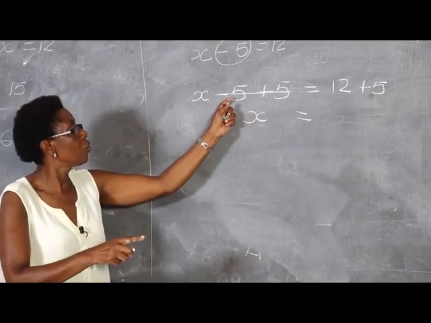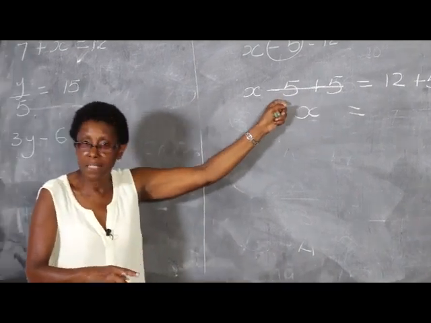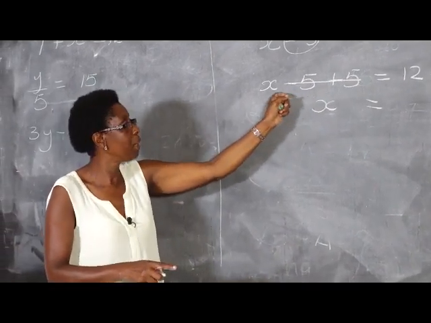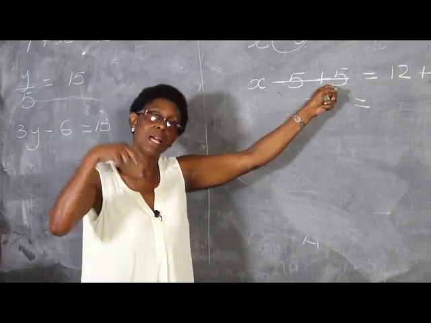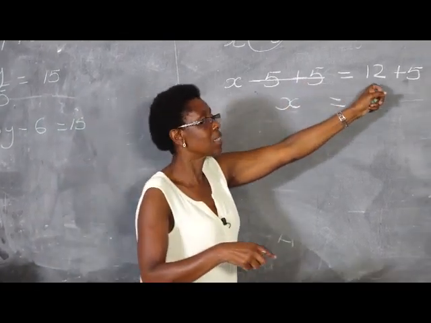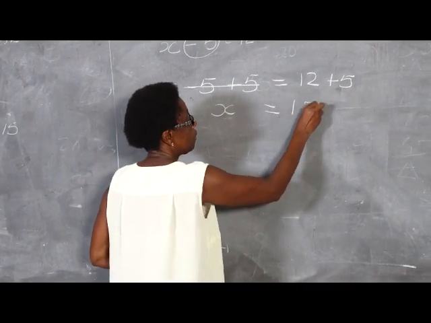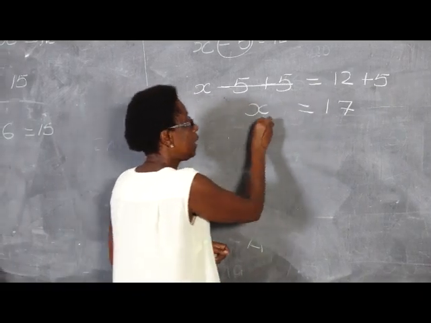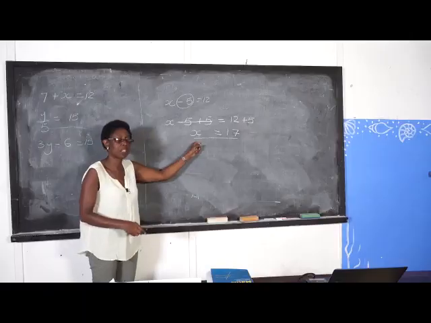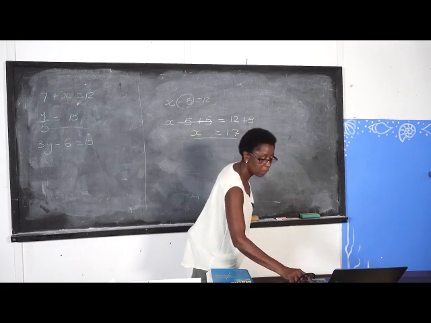Okay? So here I've done a plus 5 because the minus 5 must go. So what I'm left with is just x. Minus 5 plus 5 are 0. On that side here, I've got 12 plus 5, that's 17. You can see I've got my equal sign lined up and I've come to the end of my calculation. x equals 17. We'll take one more example.